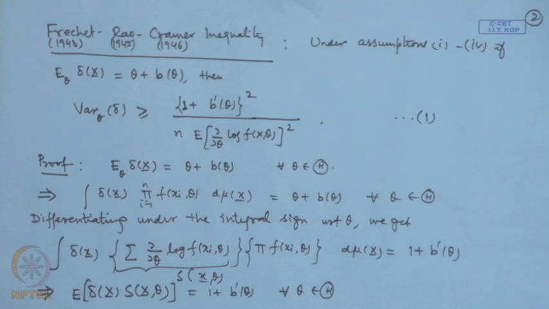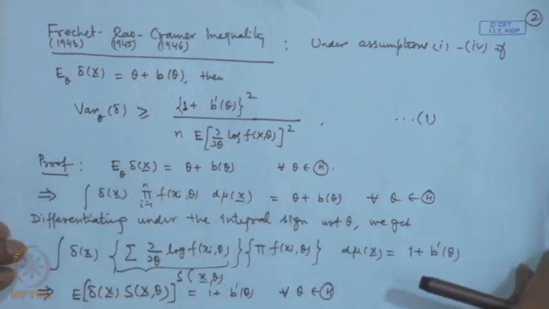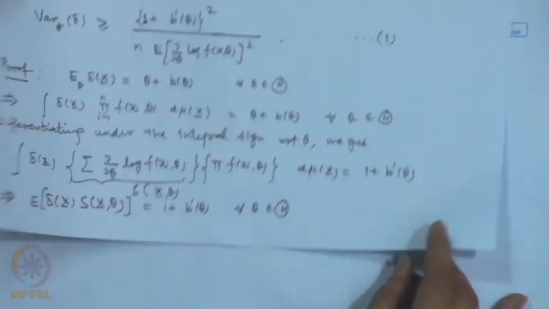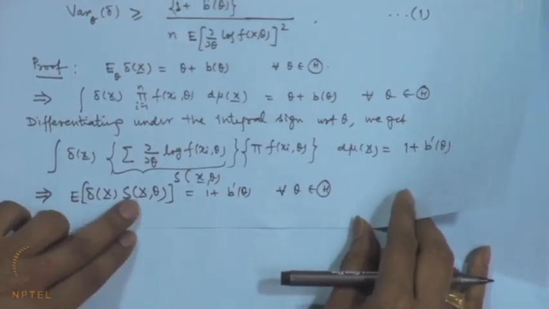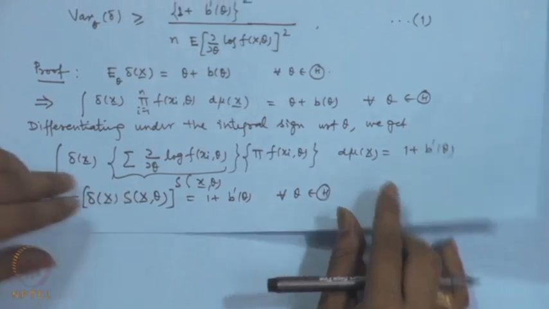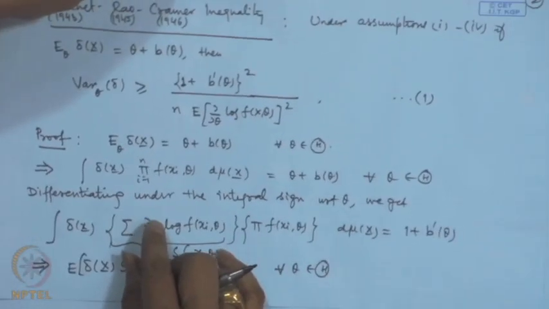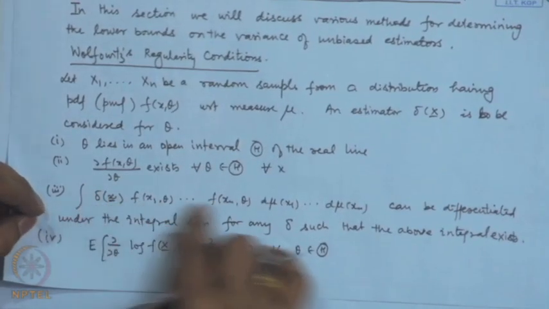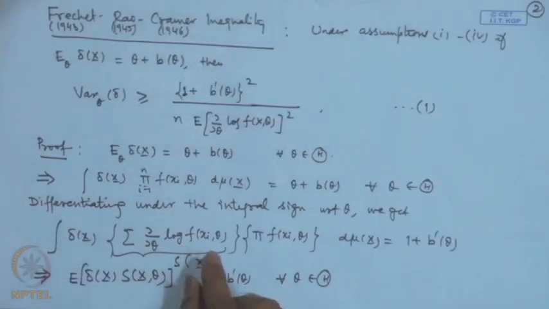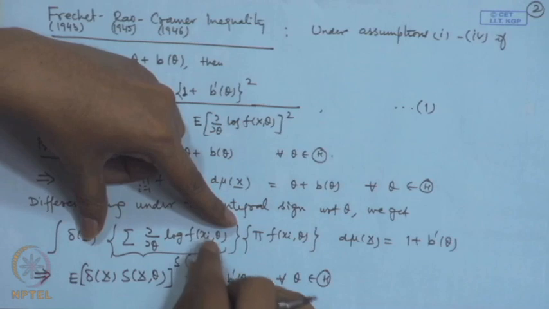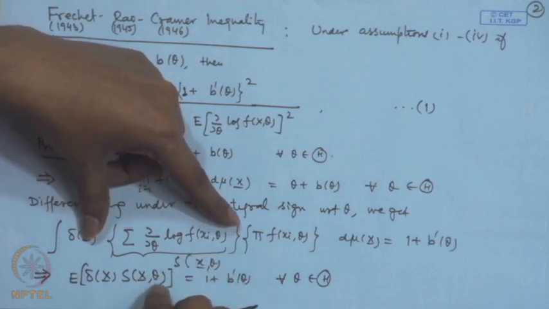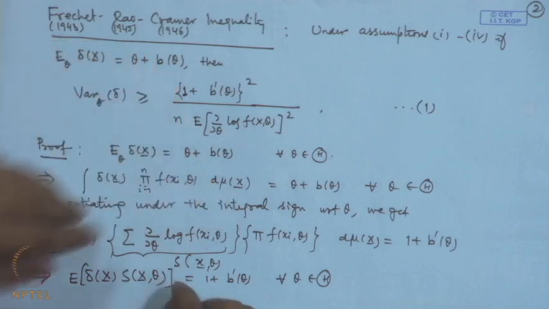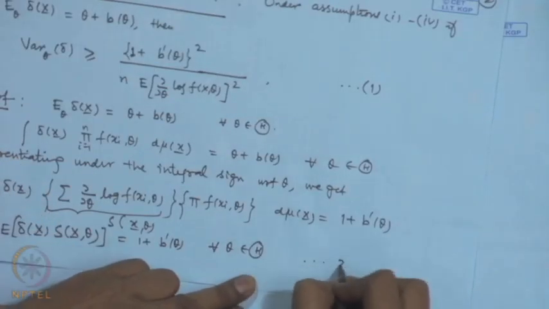Now, what we can see is that we have made the assumption here that for any function delta for which this integral exists, this can be differentiated. So, if we look at this particular term, that is S x theta, then expectation of S x theta can also be differentiated under the integral sign. If we look at that, then this is going to be 0. Let us see this. Let me give this 2 here.